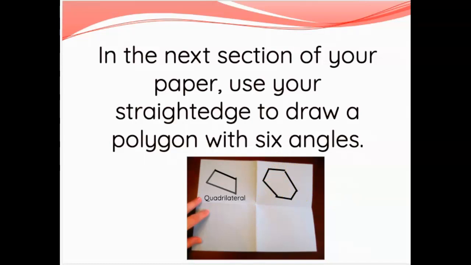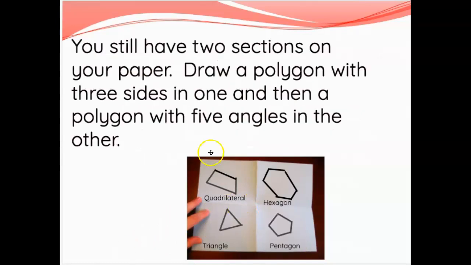We're going to finish drawing polygons on the rest of our paper. So you still have 2 sections of your paper. I want you to draw a polygon with 3 sides in one of them and a polygon with 5 sides and 5 angles in the other. So these are what mine look like. You can decide if you want to make yours regular or irregular. Just press pause to create your shapes and press play when you're ready so we can talk about them.